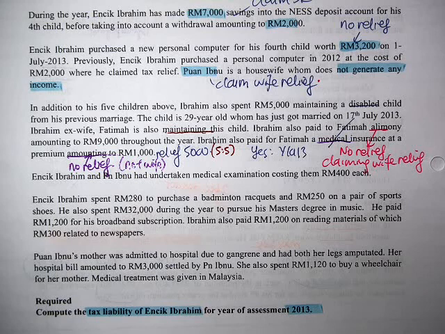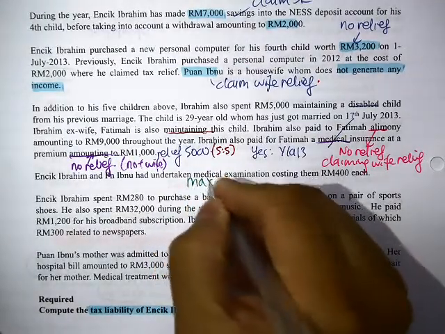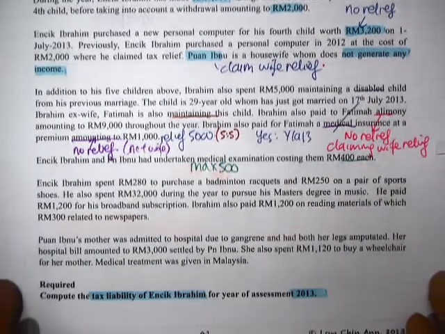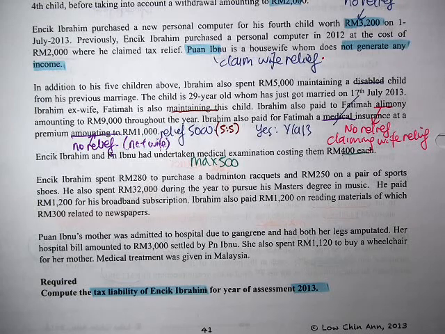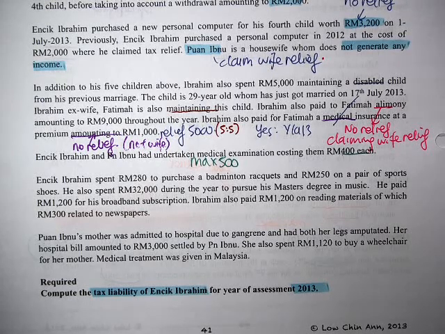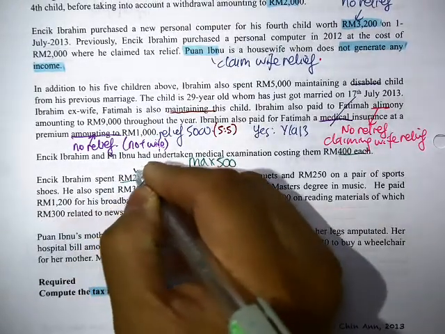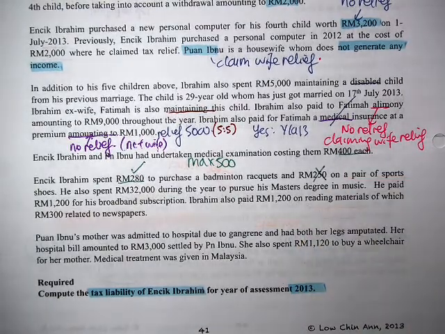Now Ibrahim and Ibnu underwent a medical examination. So they go for a medical checkup and the cost is 400 ringgit each. So how much will you be claiming? Maximum 500, right? 400 each one. That means you spend 800, okay? Now Ibrahim spent 280 ringgit to buy badminton rackets, 250 on a pair of sports shoes. So which one can you claim? 280, yes, sports equipment. Shoes are not equipment, so you won't get relief here, okay?